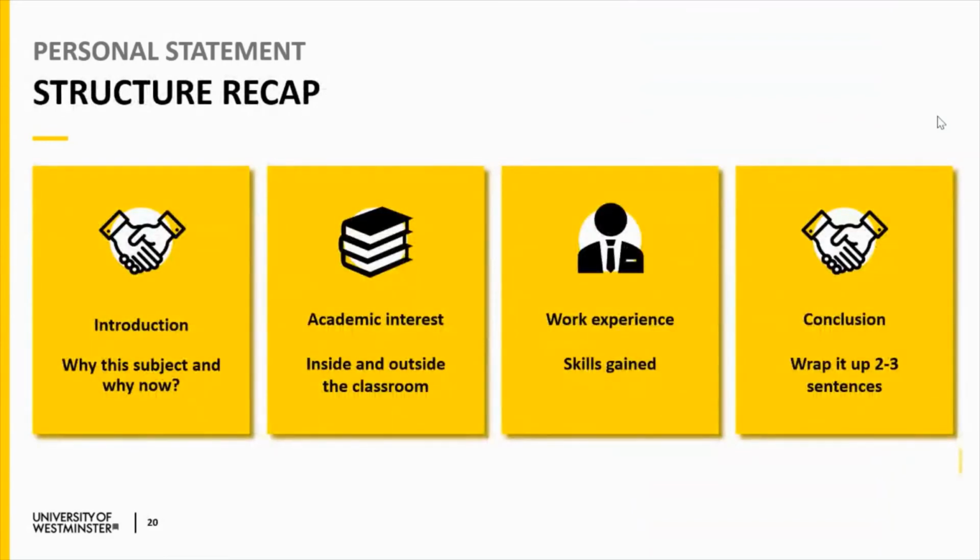So just to recap on all of that, you want an introduction, which tells the reader why this subject and why now. You want to talk about your academic interest inside and outside of the classroom, to talk about what you've been doing whilst out of education and the skills you've gained, and then conclude all of that in 2 to 3 sentences.